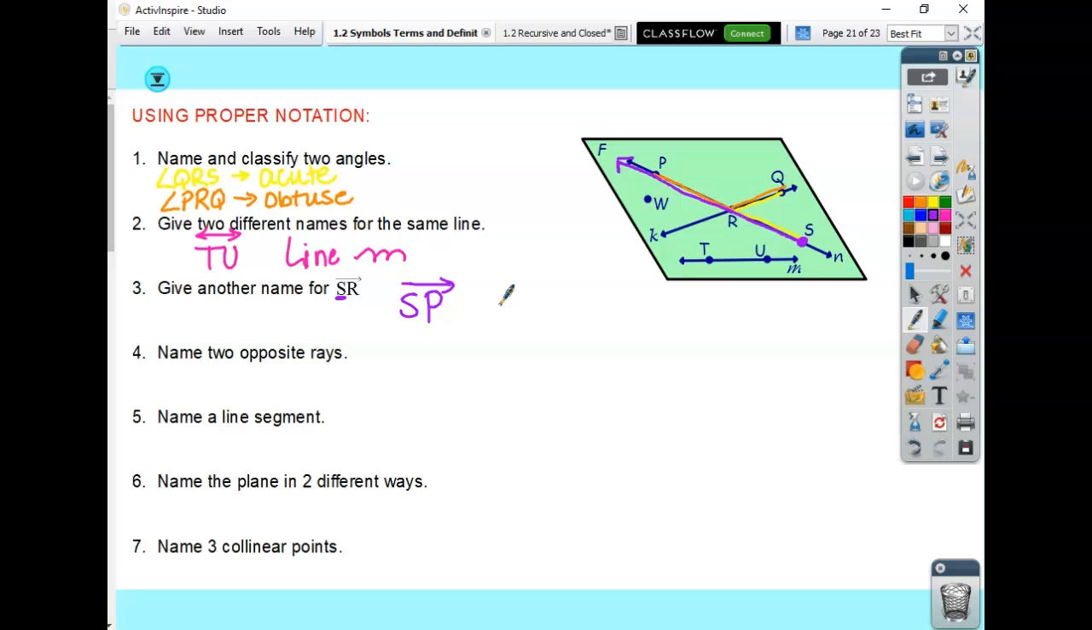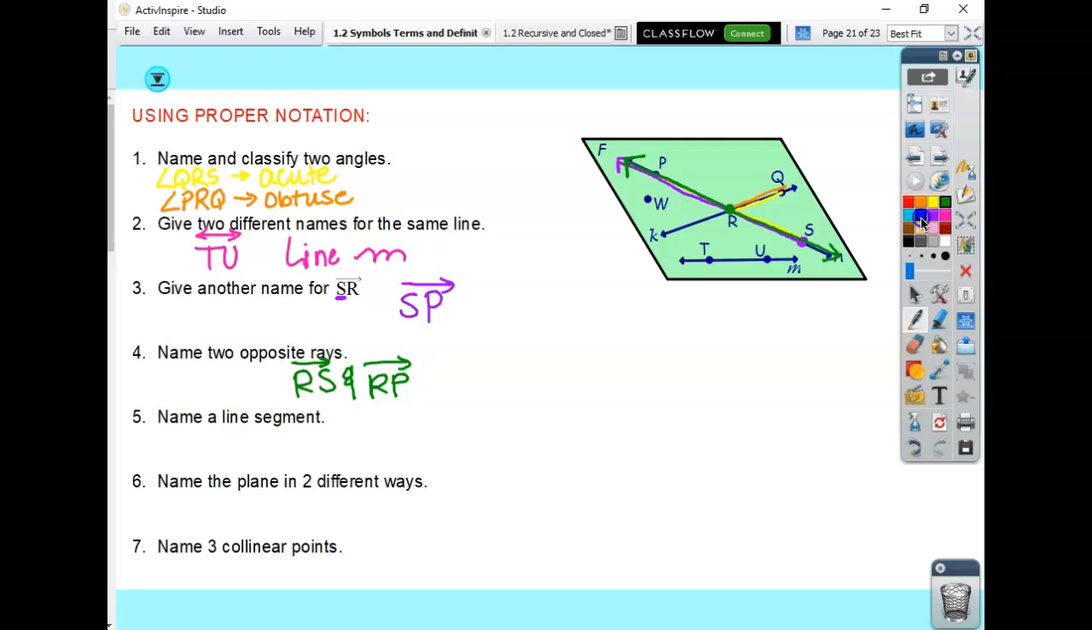Okay, opposite rays need to begin at the same endpoint, but they need to point in opposite directions, which means that they create a straight line. So the only ones on here that fit that would be this ray right here and this ray right here. Both of these rays start at the endpoint R, but they form a straight line. They go in opposite directions. So one of those rays would be RS, and the other ray would be RP.